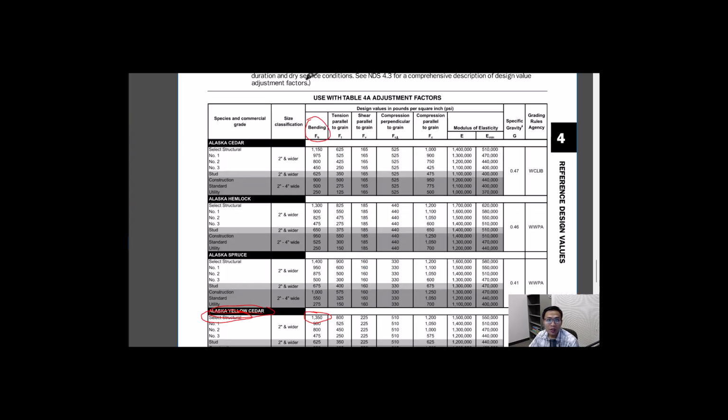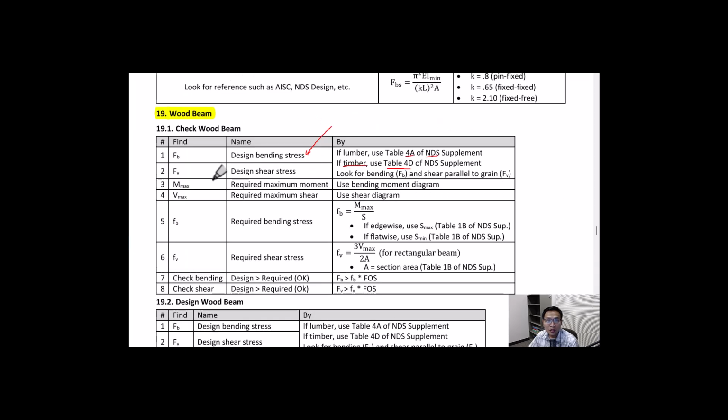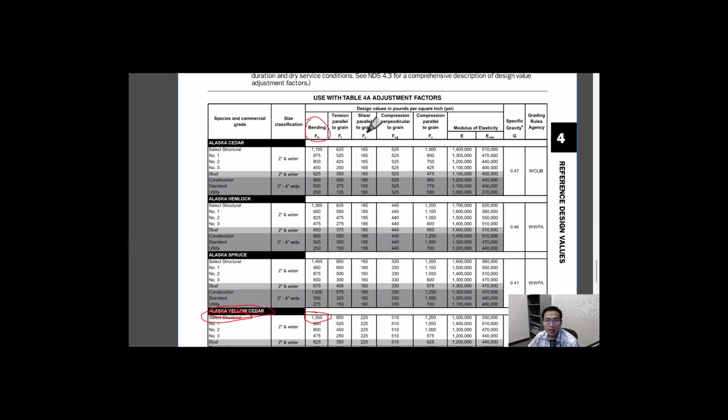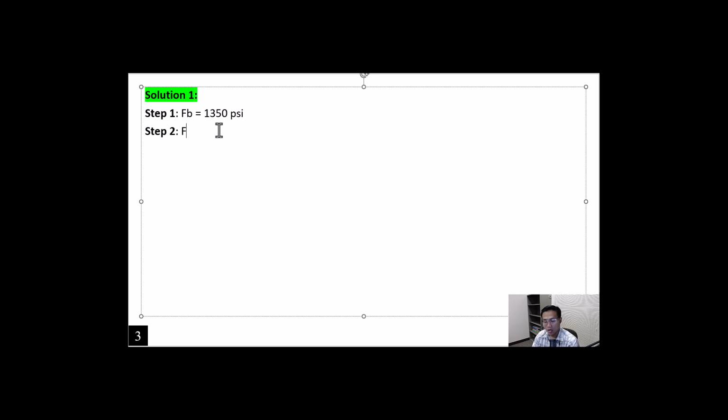And now step 2. Step 2 is to go to the formula sheet here. Step 2 is to look for the design shear stress. Also check in the same table. So here, Fv, the design shear stress, will be 225. Fv will be 225 psi. Now step 3.